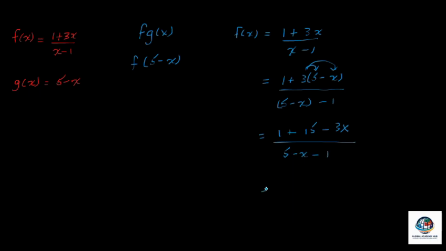Okay, so now that gives us 16 - 3x. And 5 - x - 1 is 5 - 1, which is 4 - x. And we can't reduce this any further. So that's where we're going to stop.